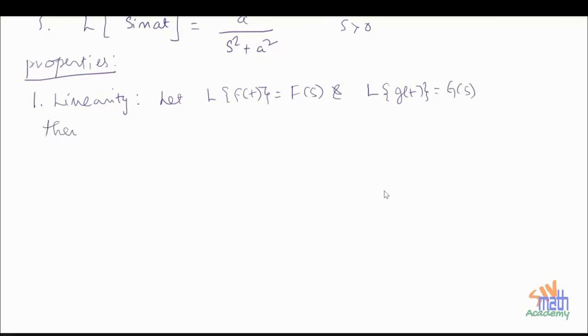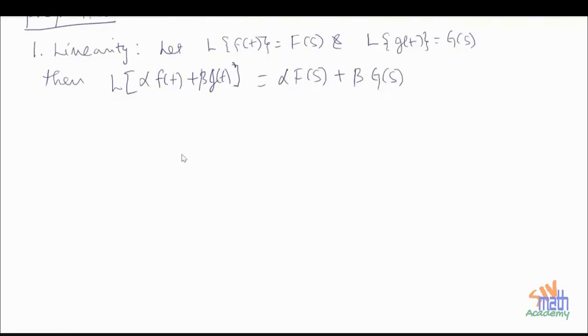Then this property says L of alpha times f of t plus beta times g of t will be equal to alpha times f of s plus beta times g of s. So this is what we have to prove. Okay, how are we going to give the proof? Just listen. So I take LHS.